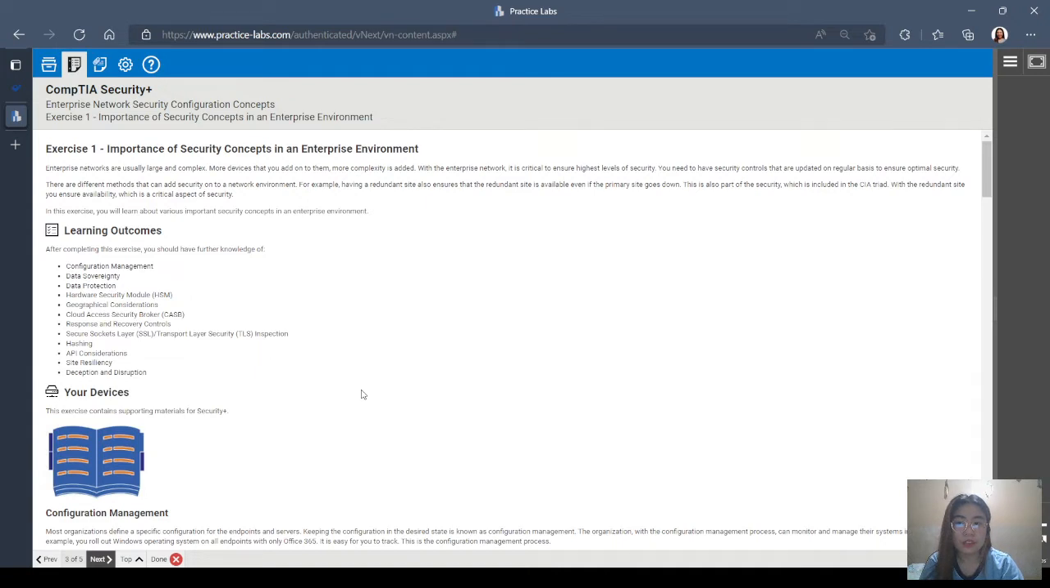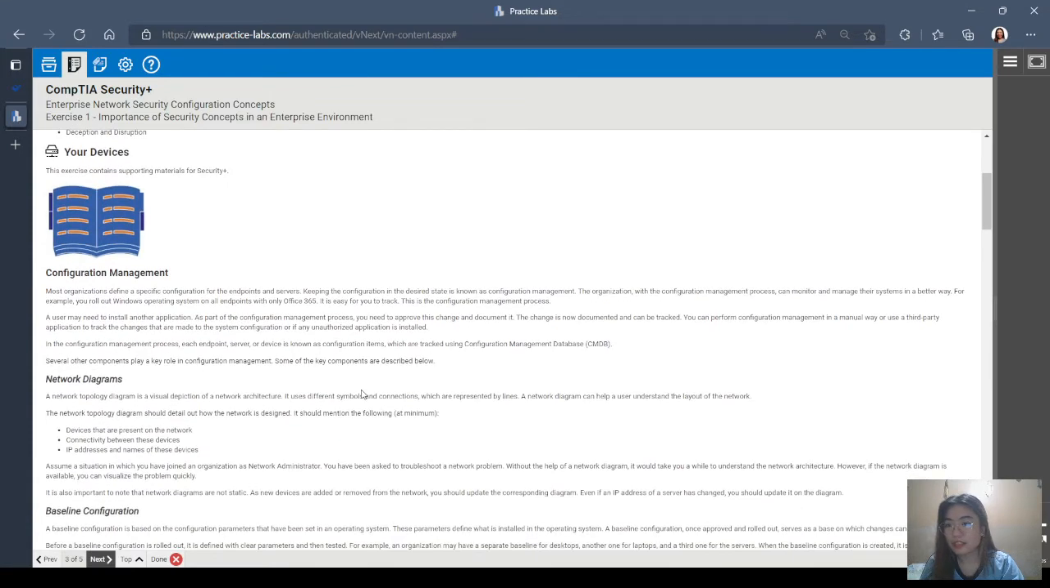There are different methods that can add security to a network environment. For example, having a redundant site also ensures that the site is available even if the primary site goes down. This is also part of security, which is included in the CIA triad. With the redundant site, you ensure availability, which is a critical aspect of security. In this exercise, you will learn about various important security concepts in an enterprise environment.